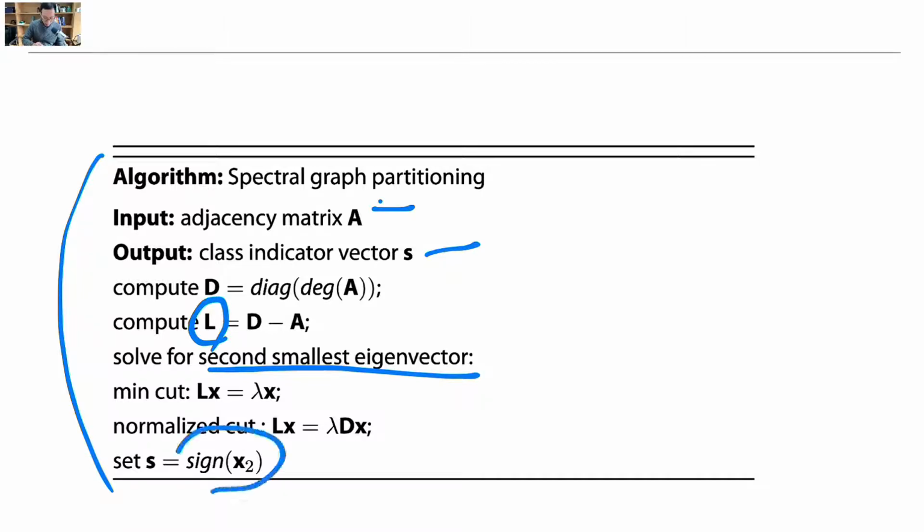And considering its sign, so x2 is the second smallest eigenvector, we get the indicator vector, which means now we have the two partitions. So simple, right? Its underlying theory is a bit hard to follow, but output-wise, it is very simple to follow. That's why the Laplacian matrix is important in the graph domain, and it is related to the partitioning and many useful properties it has.